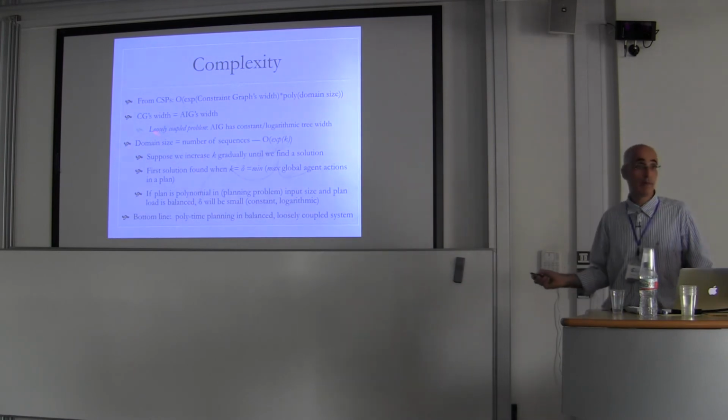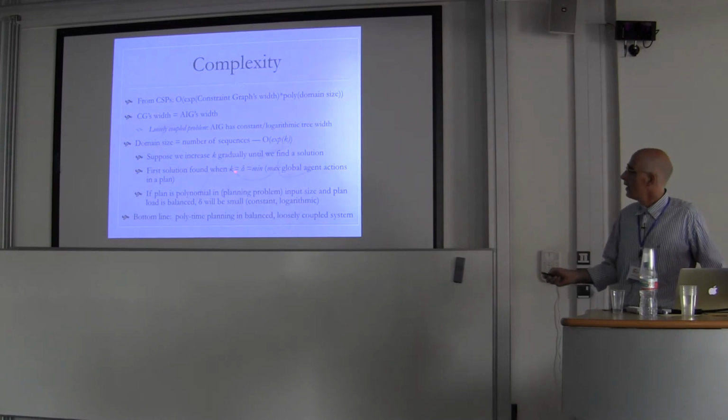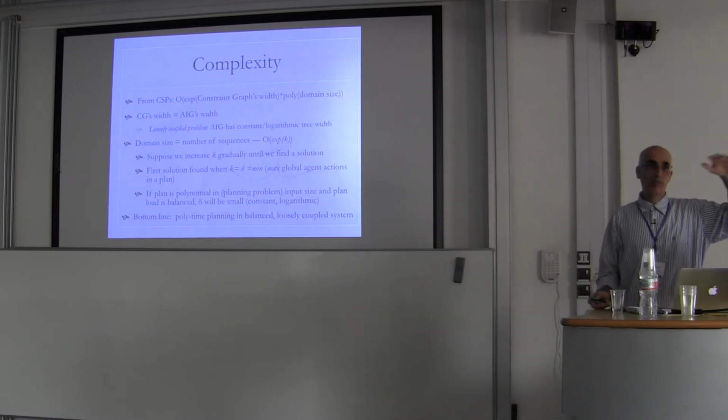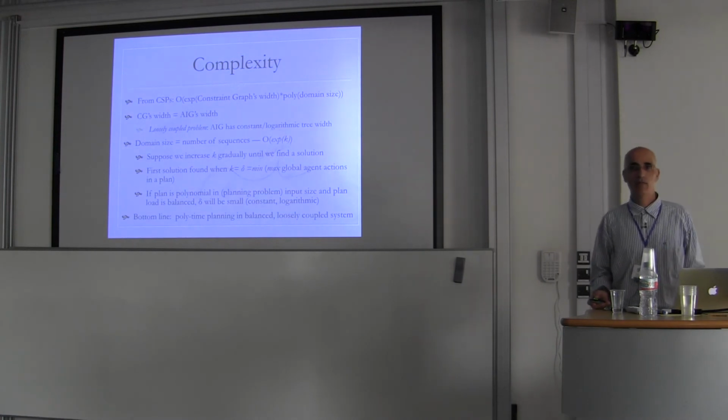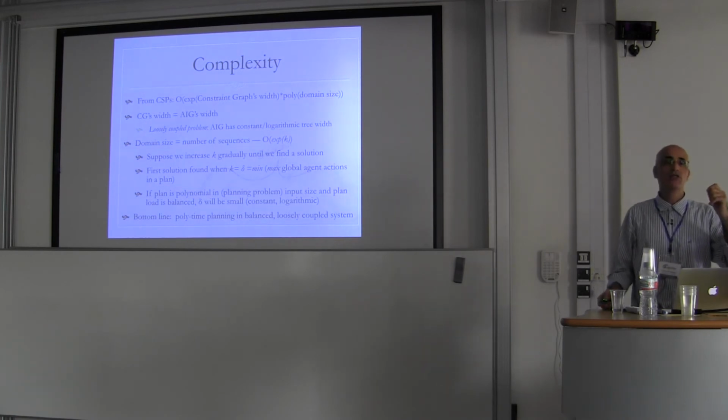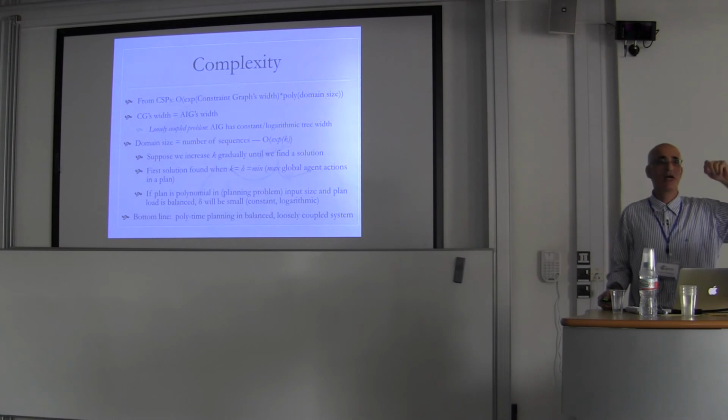So when are we going to stop? We're going to stop when k equals what we'll call delta, which is the minimum over the maximum global agent action in the plan. So if you look at a certain plan for this multi-agent planning problem, look at the agent that does most of the work. If we gradually increase the size of the sequences, when are we going to stop? When we find the plan for which the agent that works hardest has the smallest number of actions.